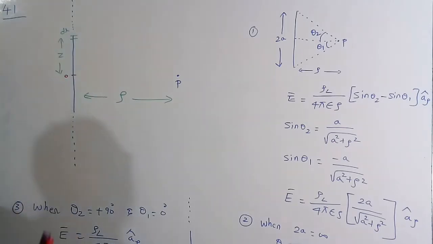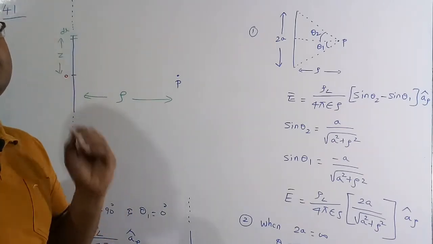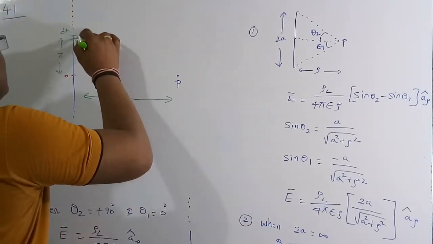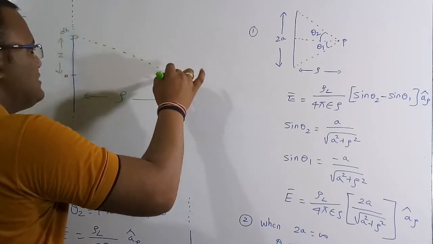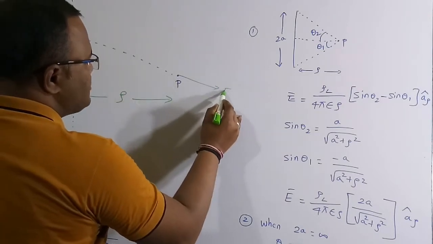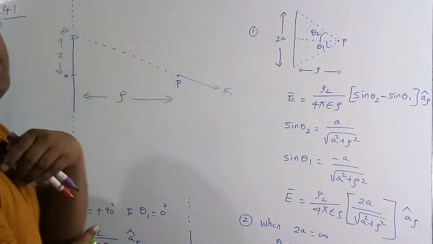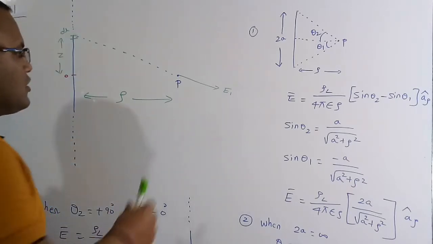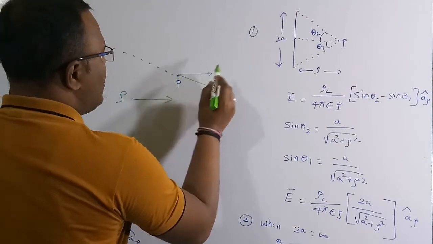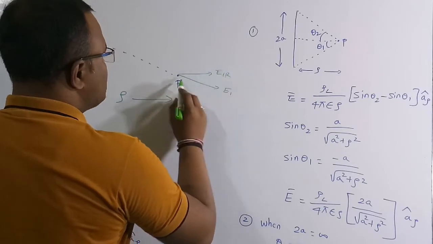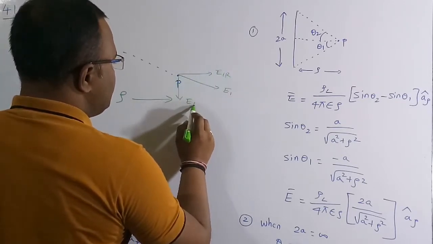Because of this small dl, there will be a small point charge. This point charge acts in the direction of the distance, so the distance between this elemental charge and the point P is in this direction. Therefore it is going to radiate the electric field in this manner. Let me assume this is E1. We take the components of E1 in the radial direction and also in the longitudinal direction. This is the radial component E1R, and this is the longitudinal component E1L.